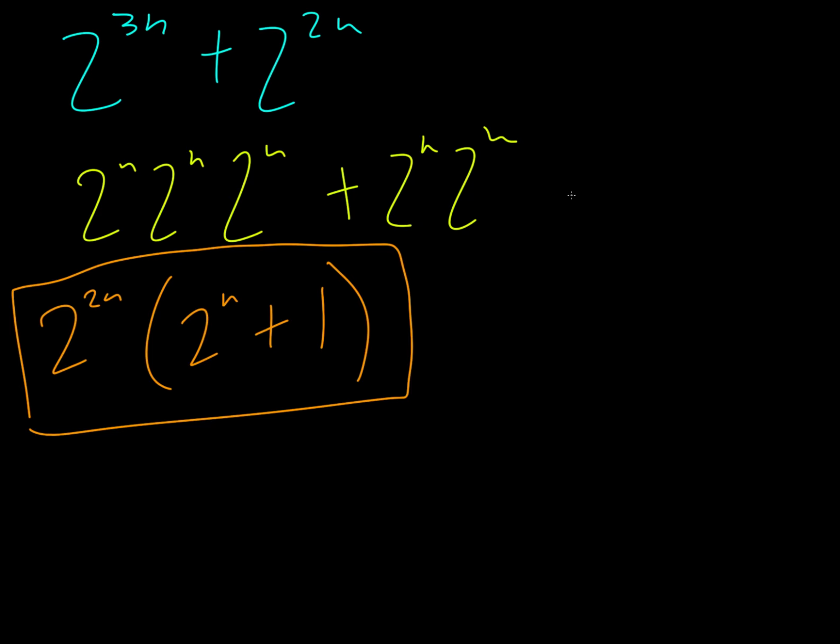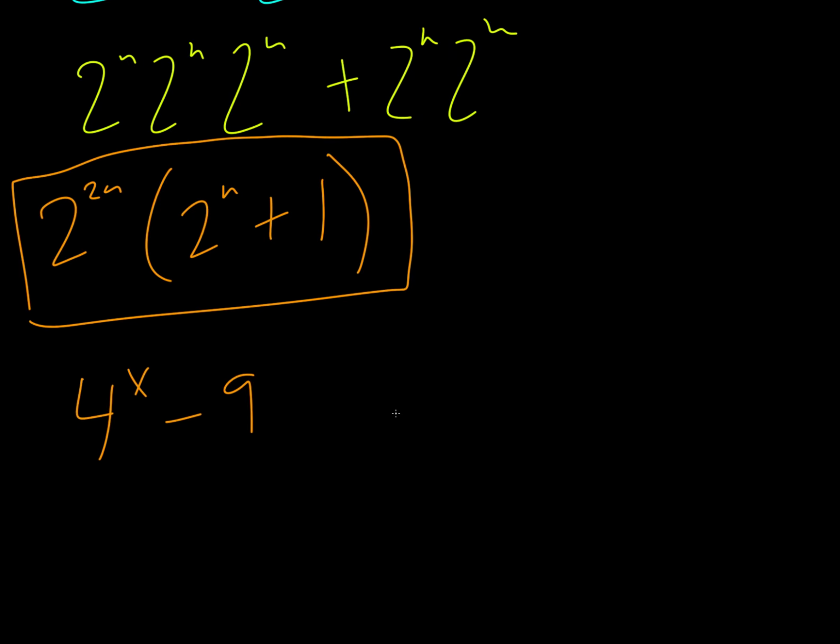All right, we have quite a few more. So we have 4 to the x minus 9, and they want us to factor that.